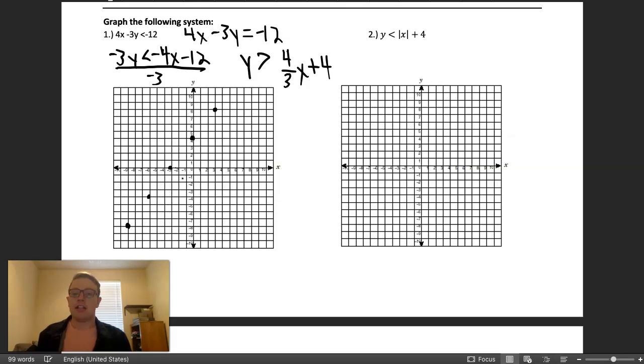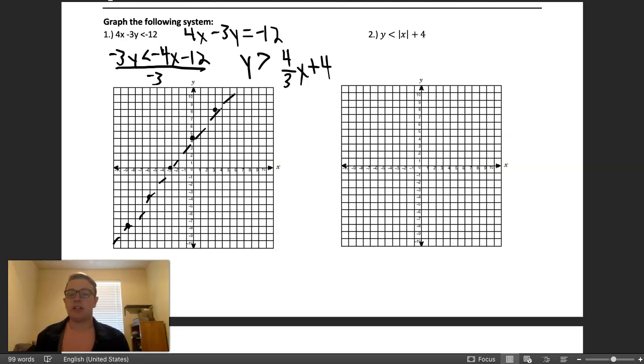Here's our line. Now, is it going to be a dashed or a solid line? To do that, we have to look at this inequality. We don't have an equal sign on here, meaning that we are good to just have this be dashed. Let's dash this line. And now we have step 2 done.